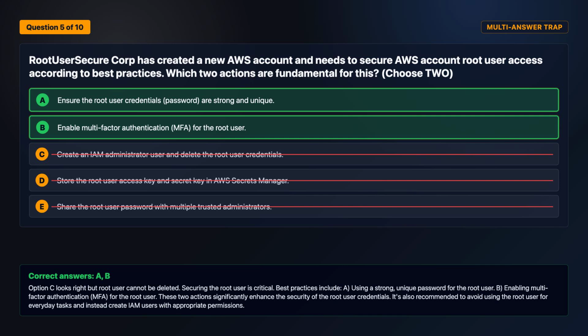Best practices include A, using a strong, unique password for the root user. B, enabling multi-factor authentication, MFA, for the root user. These two actions significantly enhance the security of the root user credentials. It's also recommended to avoid using the root user for everyday tasks and instead create IAM users with appropriate permissions.